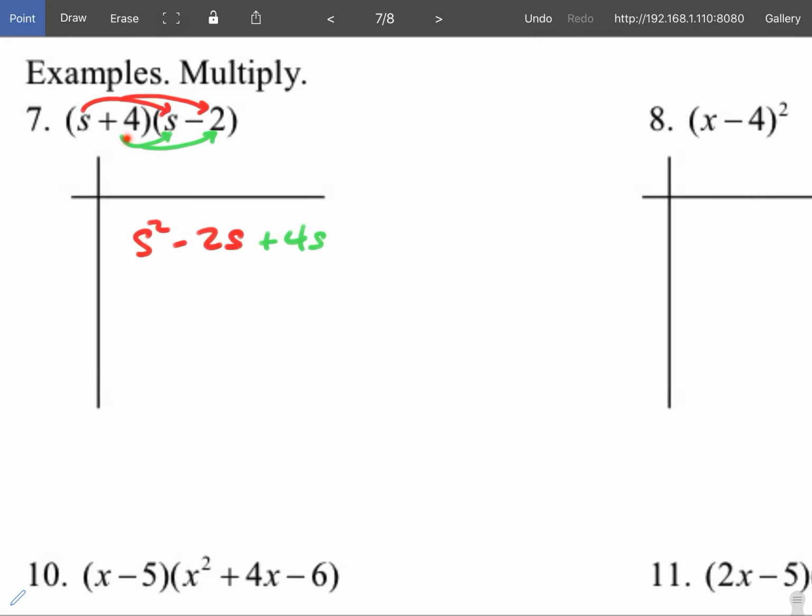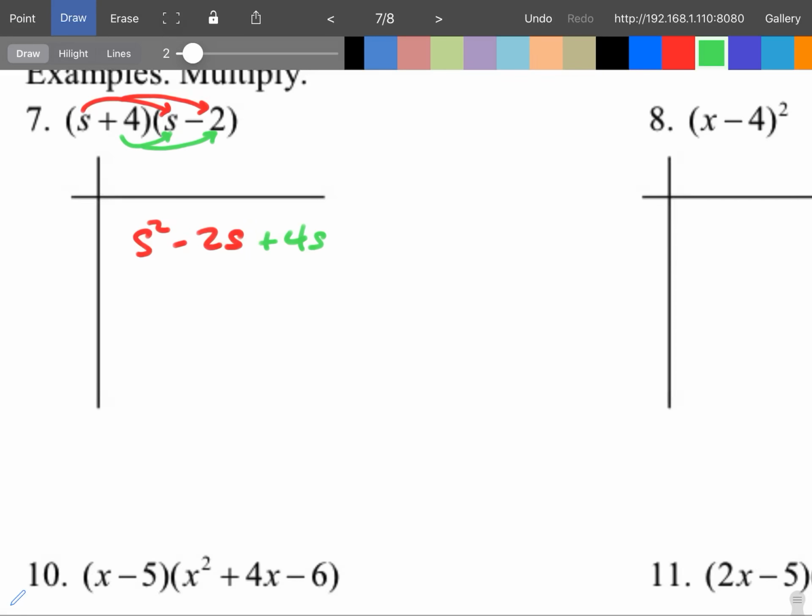And then we got to do the positive 4 times the negative 2. So what's positive 4 times negative 2? Negative 8. Good. Yep, it's negative 8. But then again, notice on this one that now you can add these two in the middle right here.